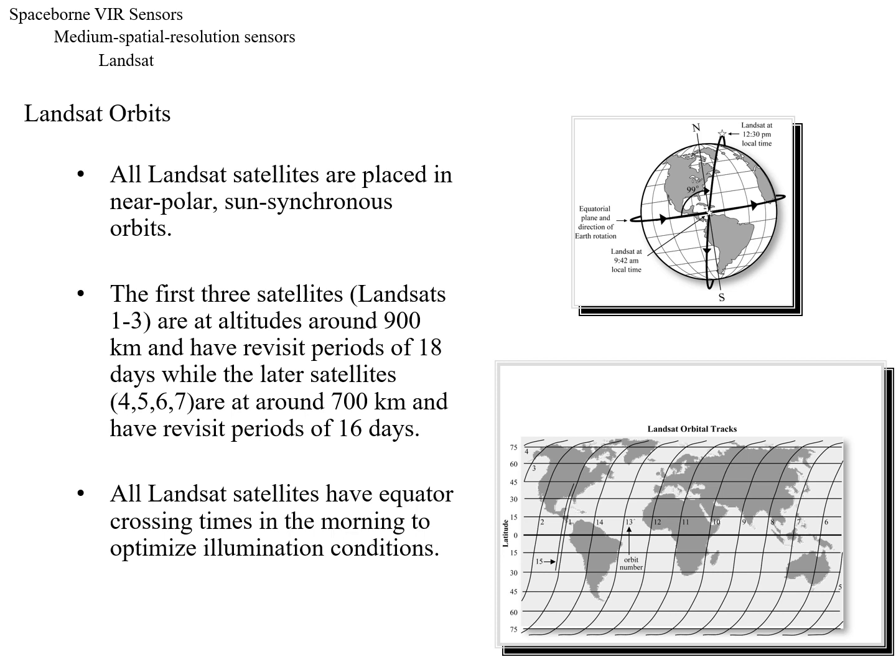All Landsat satellites, we've talked about this, are placed in near-polar sun-synchronous orbits. The first 3 satellites were at altitudes around 900 kilometers, and therefore they have revisit periods of 18 days, while the latter satellites are all about 700 kilometers and have revisit periods of 16 days. And all the Landsat satellites have equator crossing times in the morning so that you can have optimal illumination conditions. That difference between 18 days and 16 days results in a different number of paths.